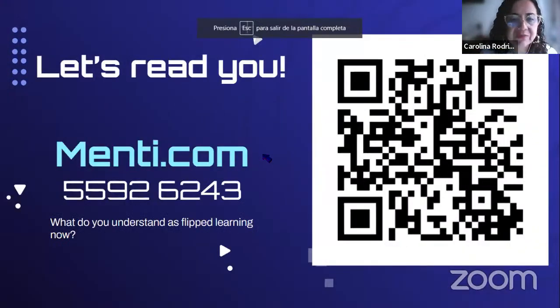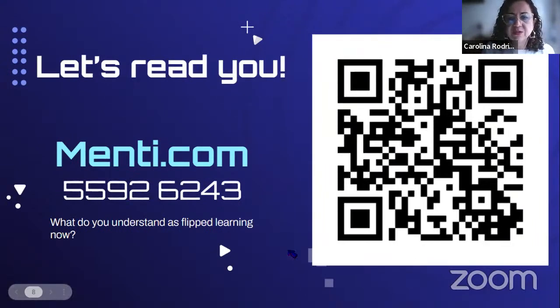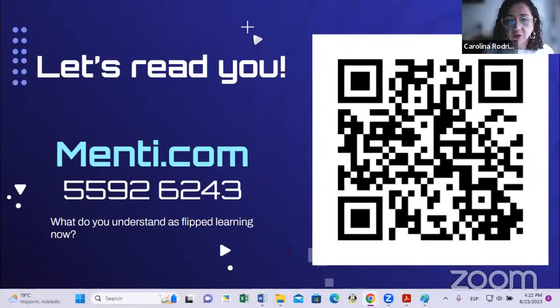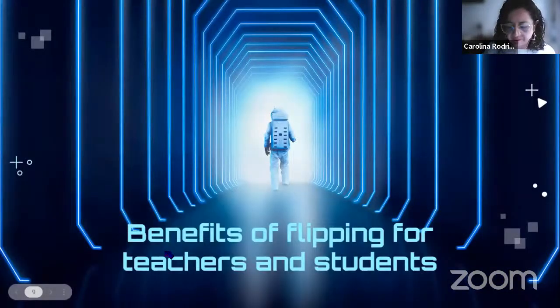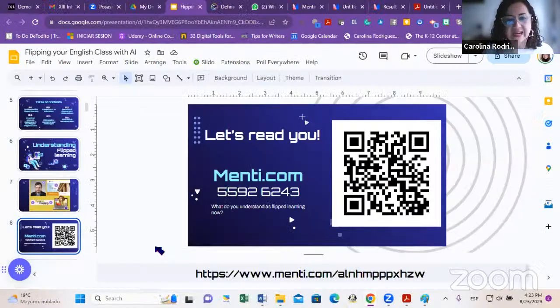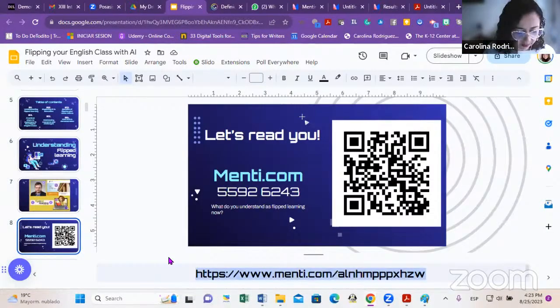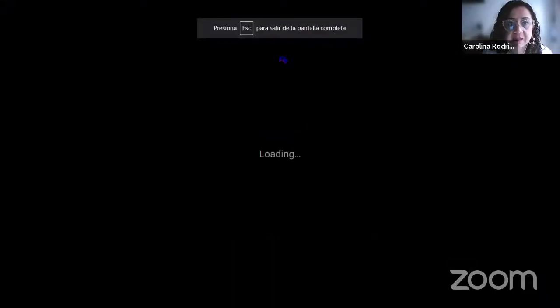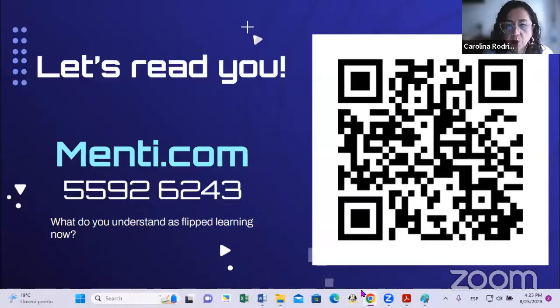So now I want to read you. I am going to ask you to please go into this Menti, right? So you can either scan the QR code or you can go into menti.com and insert that code, or I will give you the link in a minute in the chat box, and you will answer the question, what do you understand as flipped learning? So give me 1 second. I will share this with you in the chat. There are many ways to access, or if you still find difficulties accessing, you could answer the question on the chat. What do you understand as flipped learning now after the presentation of that image?